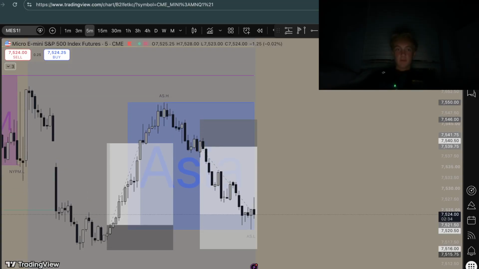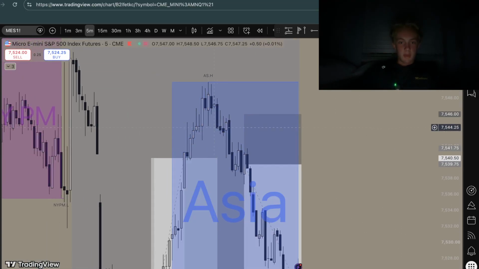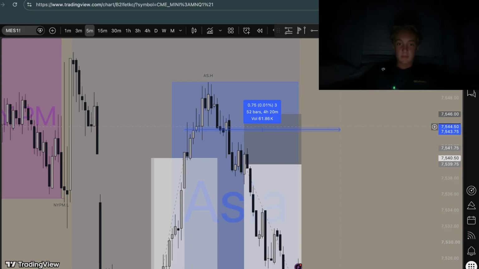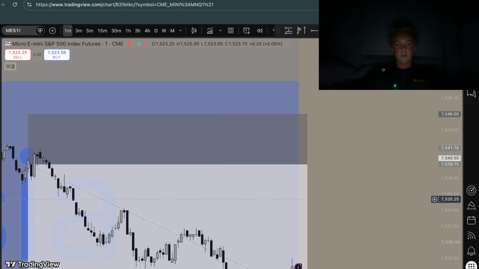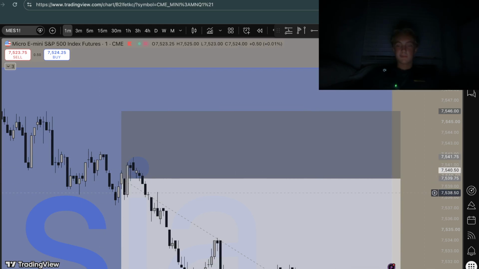So after that, you just wait for a 5 minute inversion, and then, where is it? Wait for a 5 minute inversion right here, kind of small. And then I was late to the trade, so I just took a 1 minute retrace right here.